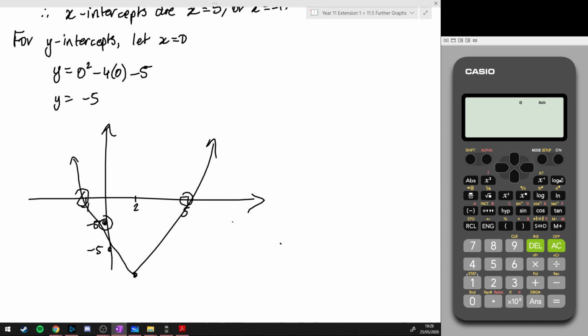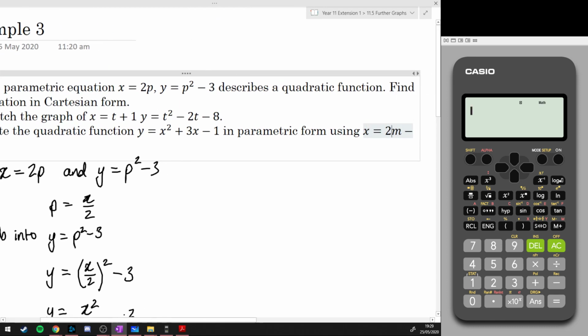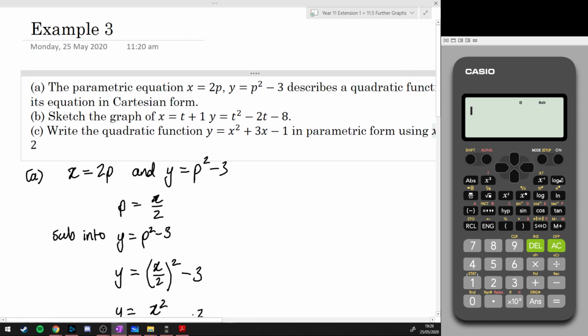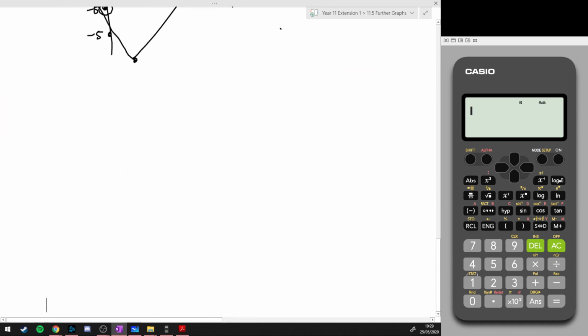Part C. So we're going to have to go back up and have a read of part C. Part C says, write the quadratic function y is equal to x squared plus 3x minus 1 in parametric form using x is equal to 2m minus 2. So we've got x is equal to 2m minus 2, and what we're going to do is just substitute that straight into the Cartesian equation.